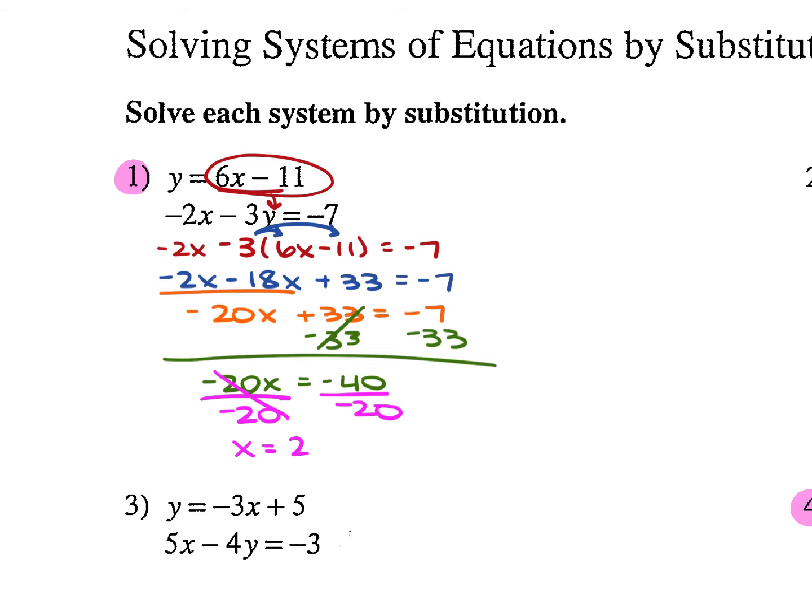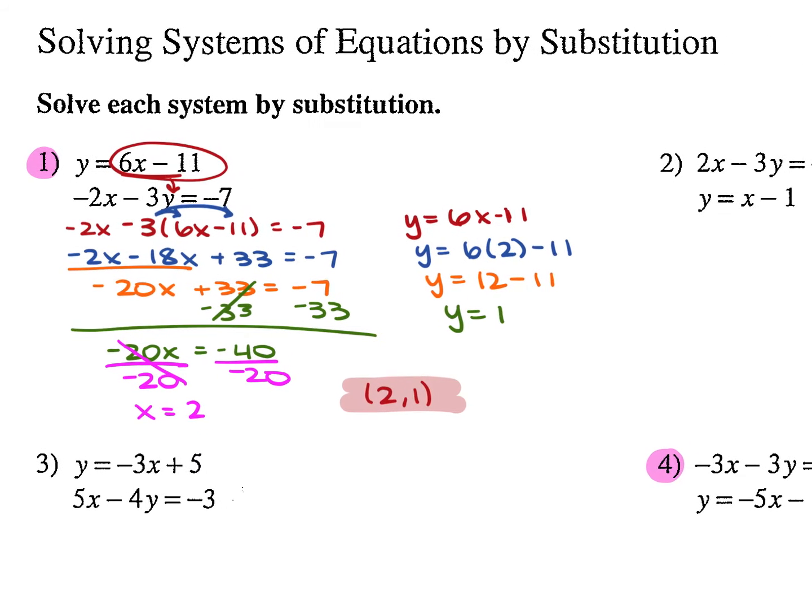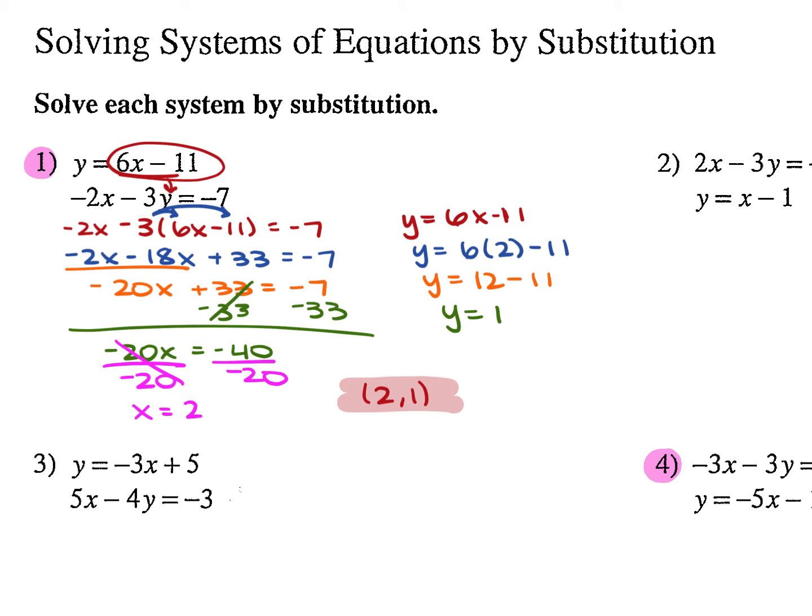Now that we have x, plug it in for that y is equal to 6x minus 11. So this is going to give us y is equal to 6 times 2 minus 11. The 6 times 2 gives us 12. Minus 11 is 1. So we make an ordered pair out of this x and this y of 2, 1, and that is our solution. With these, if you want to check your solution, you can substitute in the x and the y for either one of those equations, if not both, and you should get true statements for both of them.